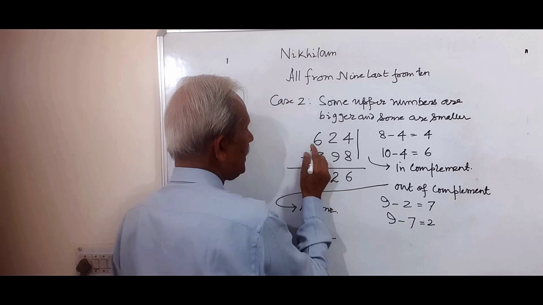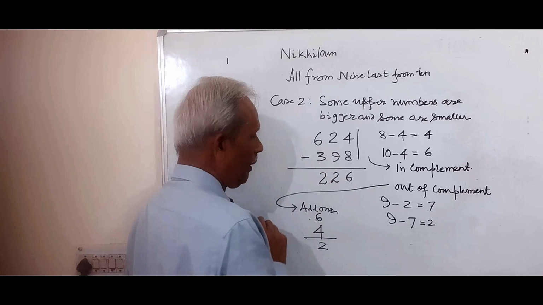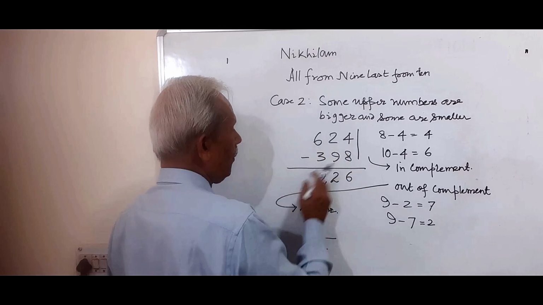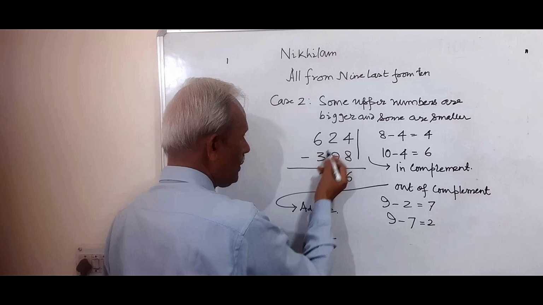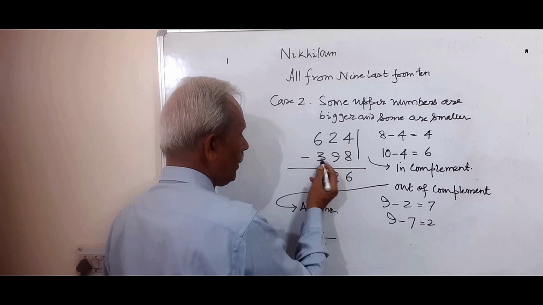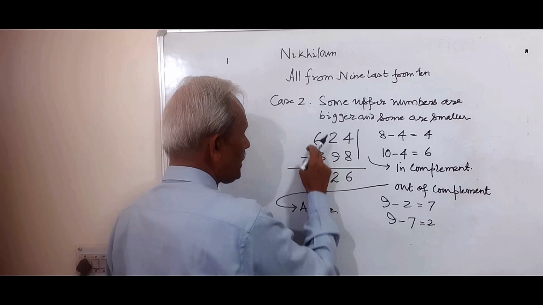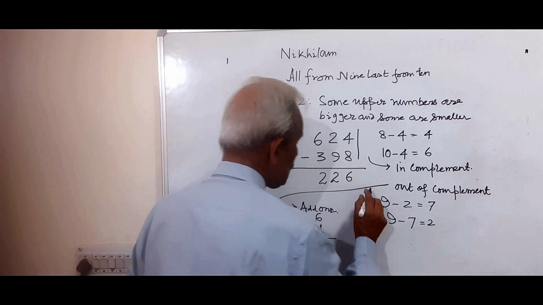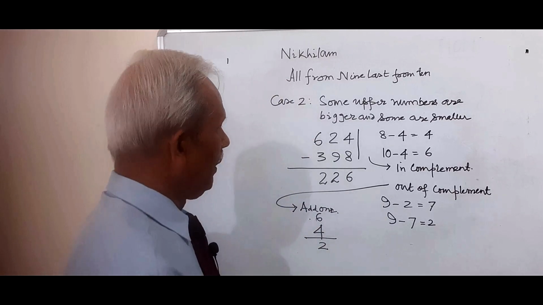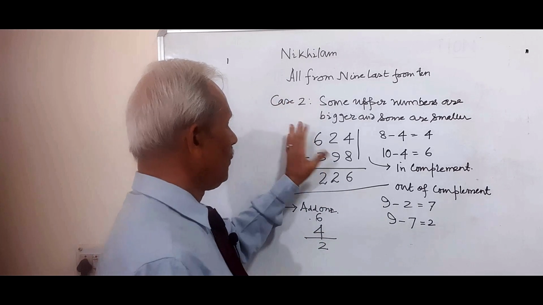Now here you see that the upper number is bigger, so we are out of complement. When you are out of complement, then you just add 1 to the lower number. So 3 plus 1 is 4, and 6 minus 4 is 2. The answer is 226. So we have seen it by using all from 9, last from 10, we have made the subtraction.